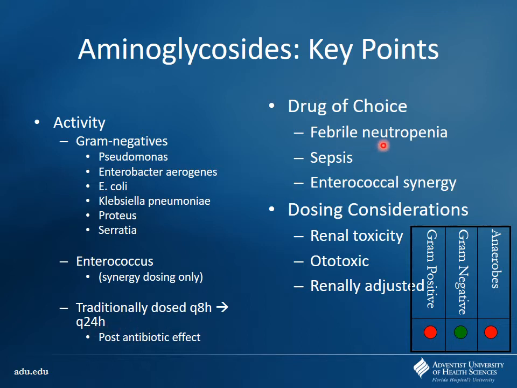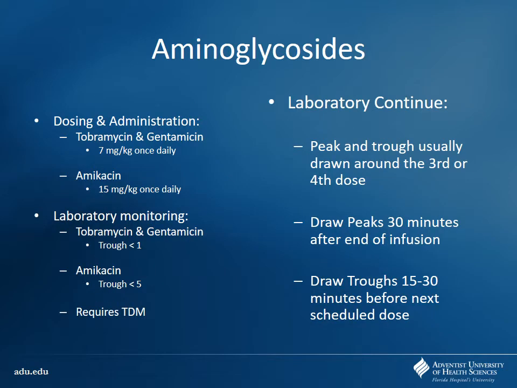We use this very frequently, and this is mainly going to be IV drugs on the inpatient side for things like febrile neutropenia, for sepsis, or for that enterococcal synergy I mentioned previously. As far as dosing goes, you want to make sure the levels don't get too high and accumulate, because we can see renal toxicity, so it can cause nephrotoxicity and ototoxicity similar to our vancomycin, and so it has to be renally adjusted. The two main types of drugs you're going to see being used with therapeutic drug monitoring from an infectious disease standpoint are vancomycin and these aminoglycosides.